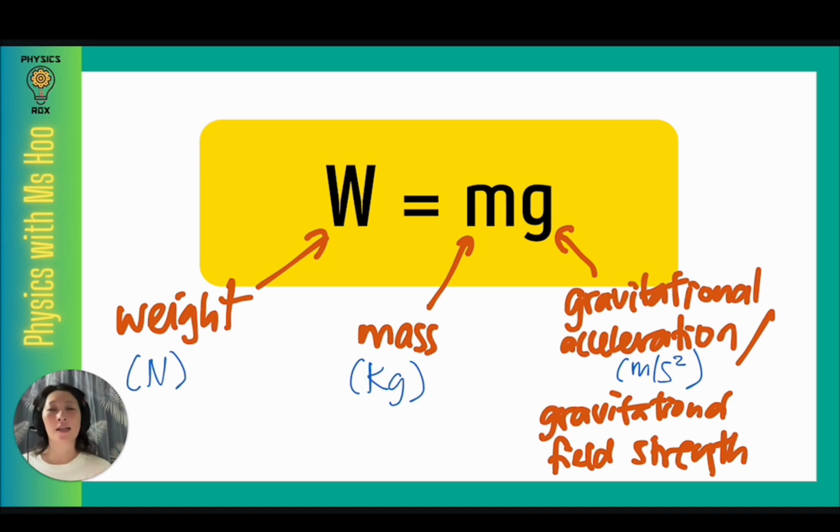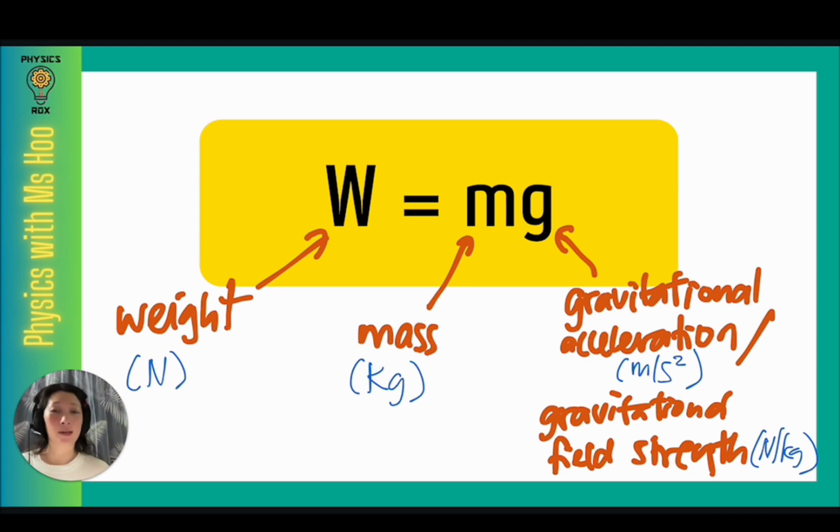Gravitational field strength is quite simply the ratio between the weight and mass, which means it is expressed as Newton per kilogram. How much force is acting on that object based on its mass? The value of the gravitational field strength is exactly the same as the gravitational acceleration. The units may look different, but in the end they come down to the same thing.